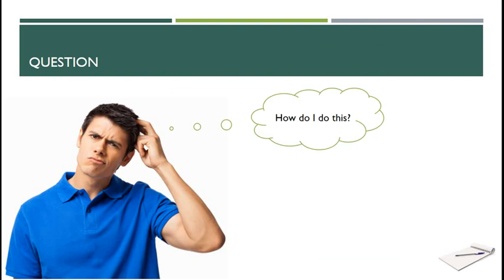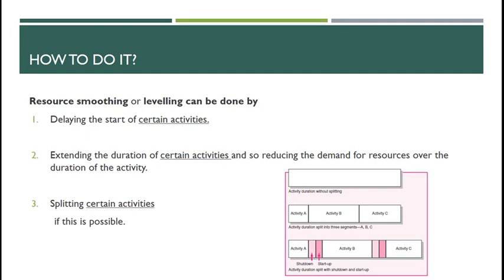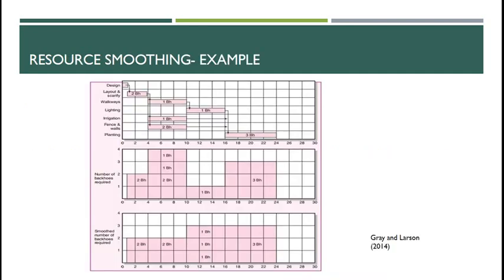So, how do I do this? Resource smoothing or levelling can be done by, one, delaying the start of certain activities; two, extending the duration of certain activities and so reducing the demand for the resources over the duration of the activity; three, splitting certain activities if it's possible. And as you see in that graphic there, that's just an example of what you can do.